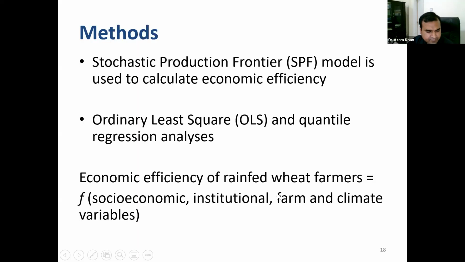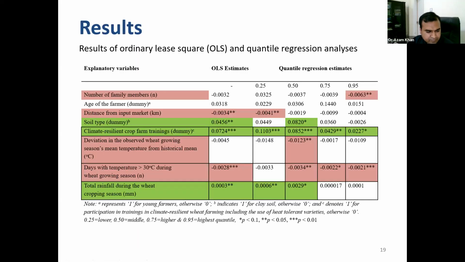Okay. So now I'm going to interpret the results of the second research objective. Again, I have shown the positively significant coefficients with green color, and negatively significant coefficients with red color, and the rest in white. The first variable, the number of family members. This variable showed a negative impact on economic efficiency of the rain-fed wheat farmers, but only in highest quantile.